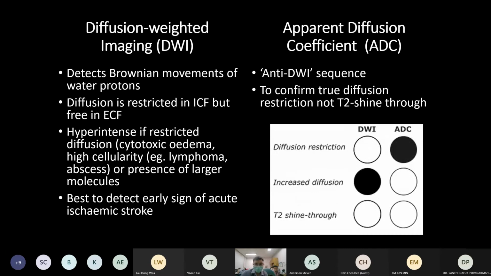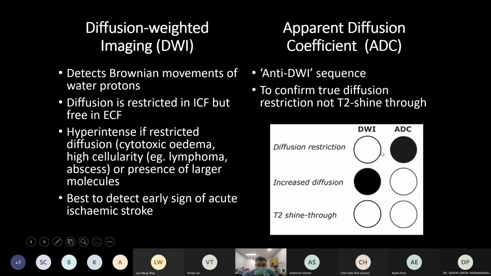As you can see, if we see anything bright in DWI, we have to think that there is a diffusion restriction. And how do we confirm it? ADC is going to appear totally opposite if there's a true diffusion restriction. So ADC is going to appear dark like this. So with this, you are quite sure that this is true diffusion restriction.